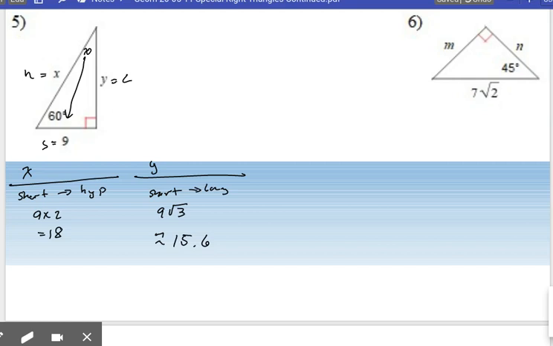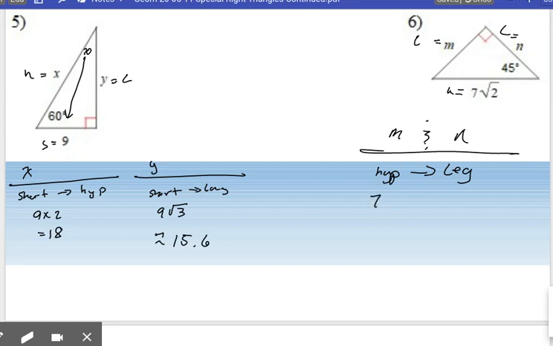For number 6, again, we have the hypotenuse in this 45, 45, 90. We need to get the leg. So we're going to get both answers at the same time. We're going to get both m and n by going hypotenuse to leg. Remember, the legs are the same. When we go hypotenuse to leg, we are dividing by the square root of 2. So we have 7 square root of 2 divided by the square root of 2. Well, those cancel out, so my answer is 7. M is 7 and n is 7.